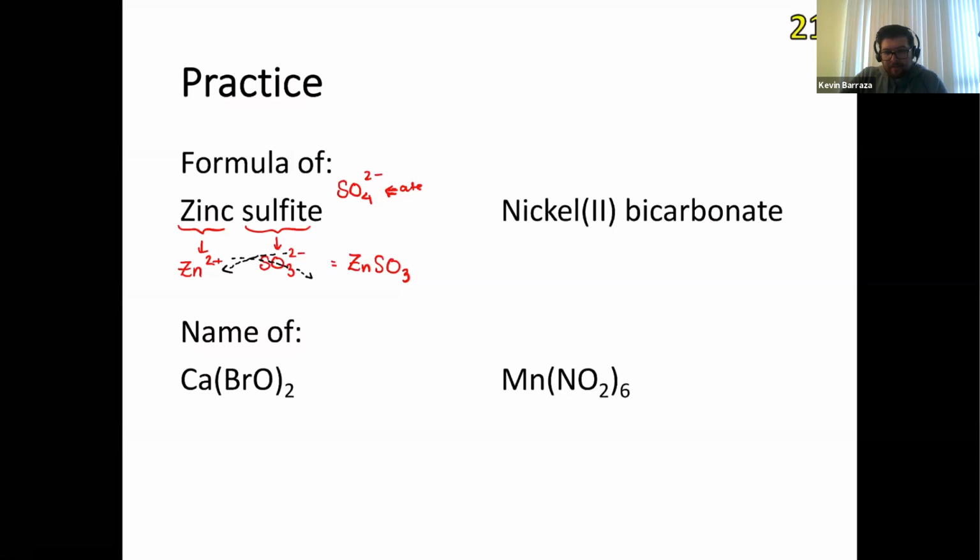Nickel bicarbonate. Nickel is Ni. What does the 2 mean? A 2 plus. So we have carbonate, CO3, 2 minus. What does bi mean? Add an H plus to it. So that means bicarbonate is HCO3 minus. So that means that goes there.